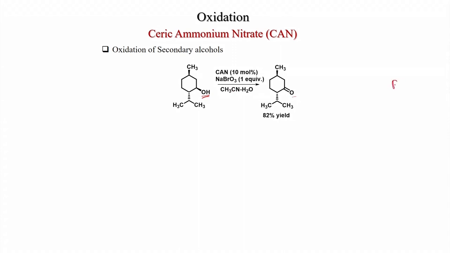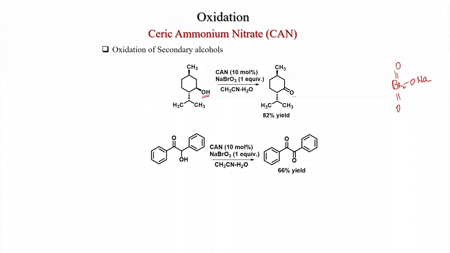So, if you see the bromate structure, this is sodium bromate, this is used as stoichiometric oxidant with catalytic amount of CAN, and these two chiral centers are undisturbed in this oxidation reaction. Similarly, this hydroxyketone was oxidized to benzil with ceric ammonium nitrate and sodium bromate 1 equivalent in acetonitrile water solvent.